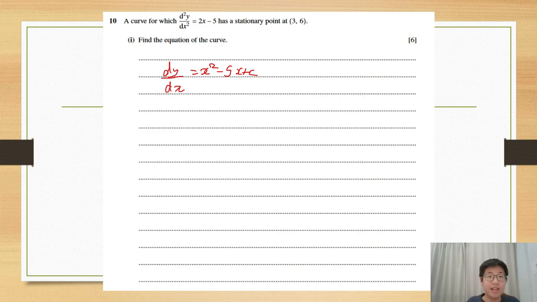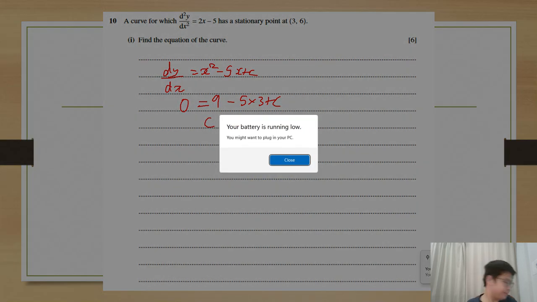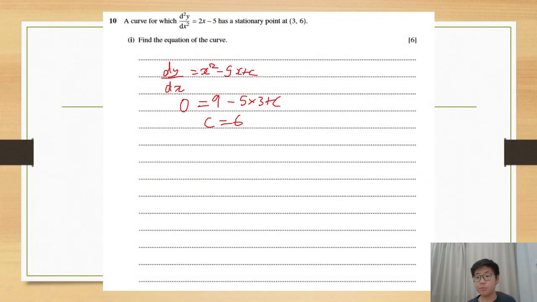That makes sense. So since it's the stationary point, we write 0 here, and then 9 minus 5 times 3 plus c. And this c just happens to be 6. So now we integrate again. So y equals 1/3 x cubed minus 5x squared over 2 plus 6x plus d.